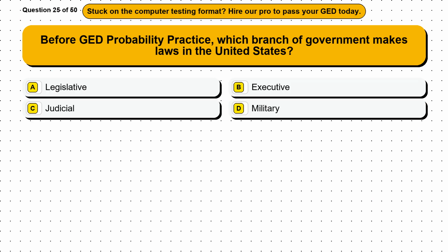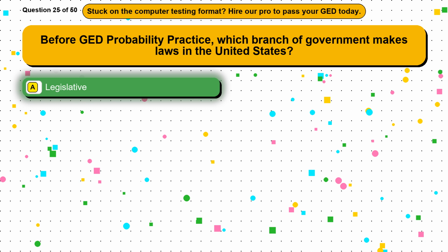Question 25. Before GED probability practice, which branch of government makes laws in the United States? Option A, legislative. Option B, executive. Option C, judicial. Option D, military. The correct answer is option A.